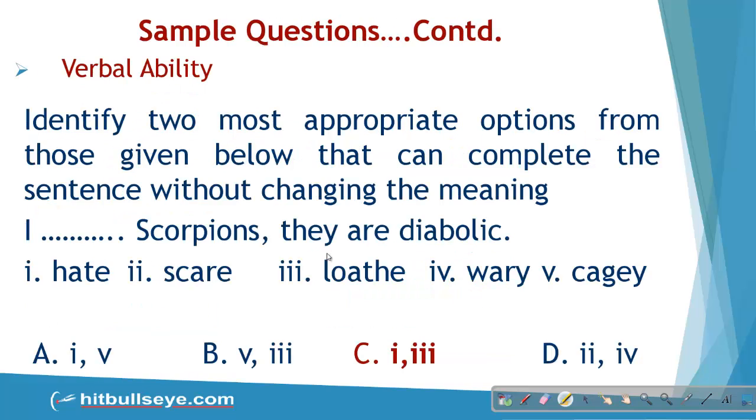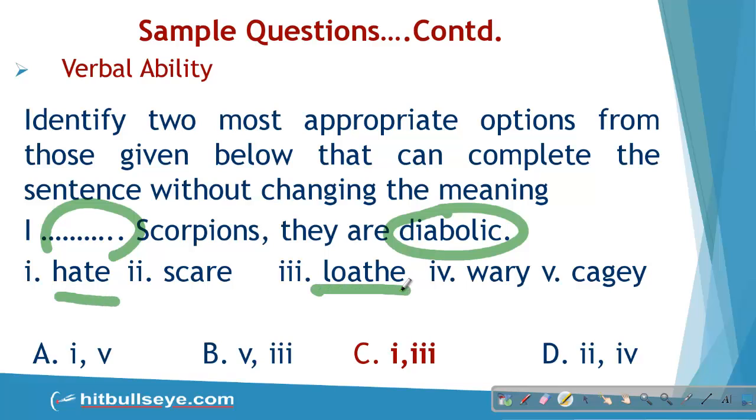Let's take another question from verbal ability. Identify 2 most appropriate options from those given below that can complete the sentence without changing the meaning. I dash scorpions, they are diabolic. Now, again, before you look at the options, you have to understand 2 things here: 1, meaning of the word diabolic, and 2, the contextual usage of the options here. The word diabolic means relating to the evil, the devil, right? So if you now look at the sentence, the options which qualify would be 1 and 3.